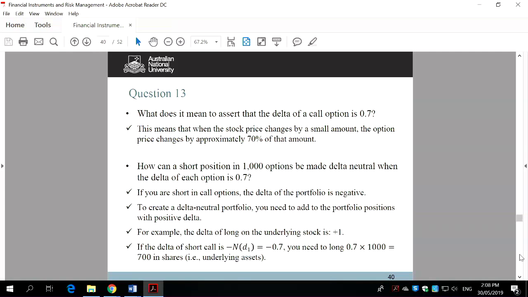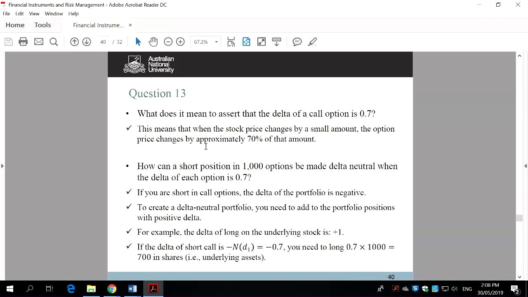First of all, how do we interpret delta? As I mentioned before, delta tells you the change in the option price with respect to the change in the underlying asset's price. That simply means if the stock price changes by a small amount, then the option price changes by approximately 70% of that.